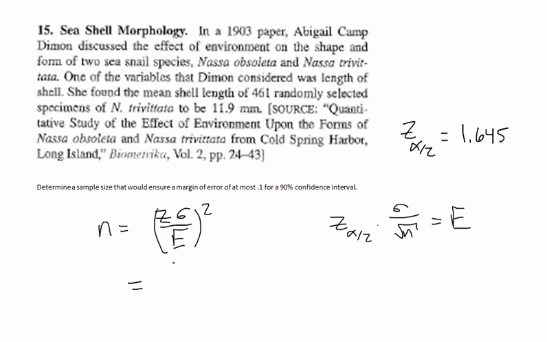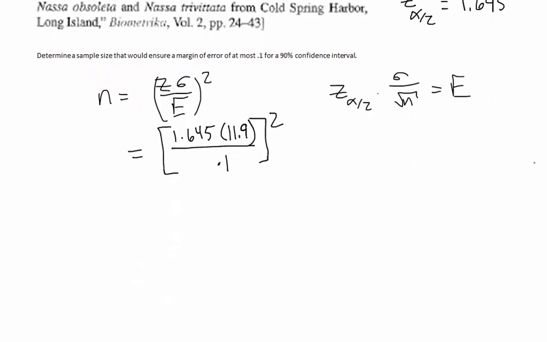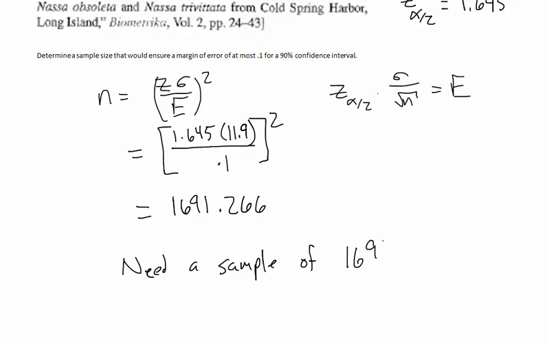So N is equal to 1.645 times sigma, which they told us is 11.9, divided by margin of error, which is 0.1, and all of this squared. And when we calculate this, we get 1,691.266. So we would need a sample of 1,692 to have a margin of error of at most 0.1 for a 90% confidence interval. And that's our video on sample size determination.